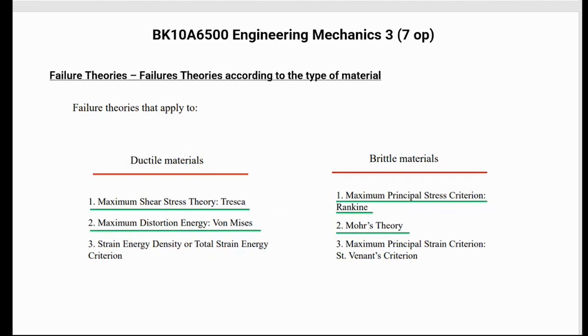If it's a ductile material, then there are two popular theories that you're going to be seeing in every textbook. The first one is the maximum shear stress theory, called Tresca, and the other one is the maximum distortion energy, which is called von Mises. For brittle, there is the maximum principal stress or Rankine theory, and then the other one is Mohr's theory. Good. So this is important to come back to a little bit.